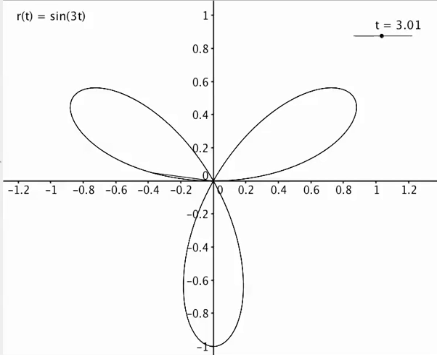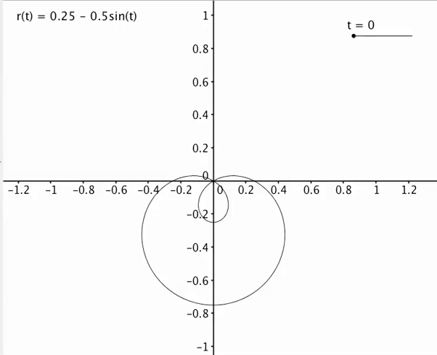clear my traces and reset, and take a look at a limaçon. So let's see. I have to make it tiny to fit on the screen. Okay, clear that. And here we go. So let's trace this out.